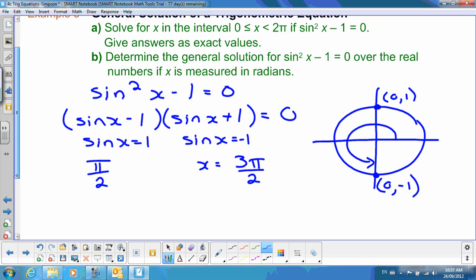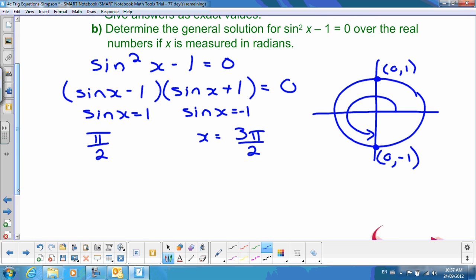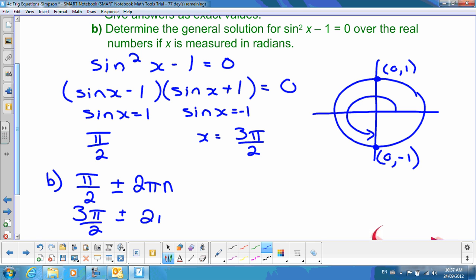Part B asks us to determine the general solution. So for part B, what we're now going to do is add full revolutions. So pi over 2 is one possible solution, and then we can add or subtract full revolutions, and remember that n is the natural number. So I can go around one time, and it would be 2 pi times 1. I can go around twice, and it would become 2 pi times 2. Our other solution is that 3 pi over 2 has to be plus or minus 2 pi n.